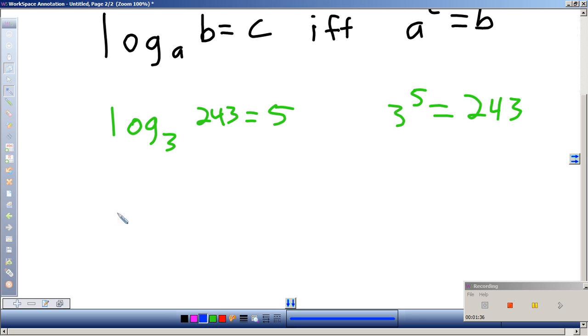So what would, say, log base 2 of 64 equal? No calculator. It is 6. The question you can ask yourself is 2 raised to what power is 64? So 2, 4, 8, 16, 32, 64, 6th power.